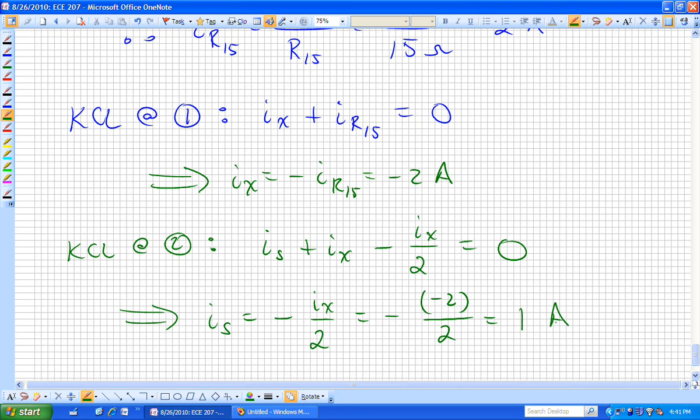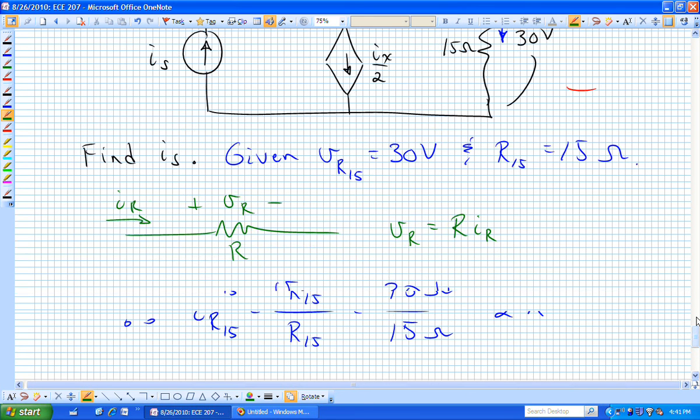Yes, question? I had a question when you found I sub R15. You knew to draw it that way, but let's say that you drew it the opposite way. How would you make the voltage negative, or how do you know?